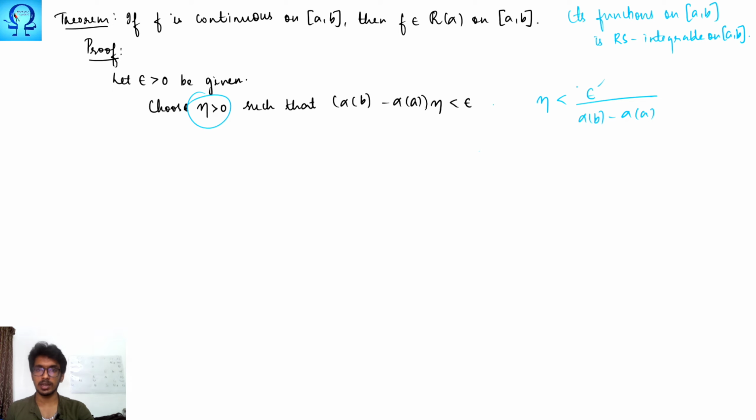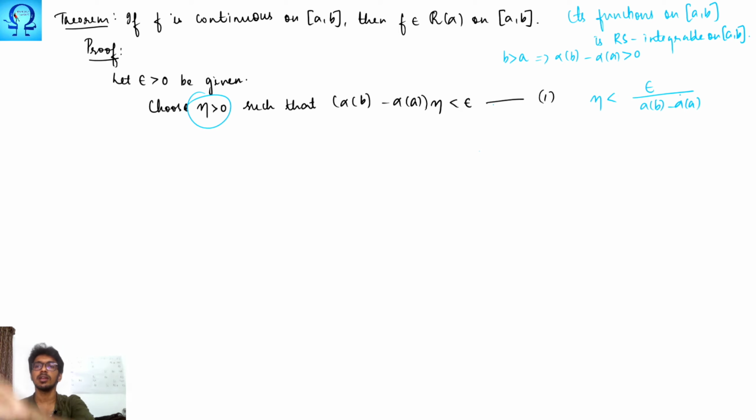Since alpha is monotonically increasing and b is bigger than a, this tells us that alpha of b minus alpha of a is bigger than 0. So this is a positive quantity and epsilon is also a positive quantity. Hence, eta has to be a positive quantity. We are choosing eta in this way, and we mark this as equation 1. Let me write this here: eta is less than epsilon upon alpha of b minus alpha of a. We are taking some quantity like this and our eta has to be smaller than this.